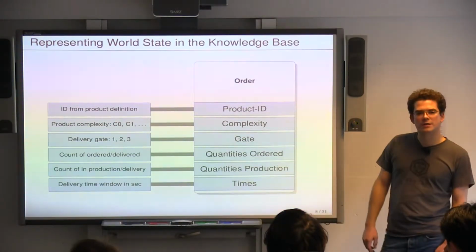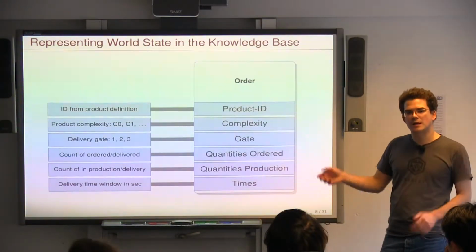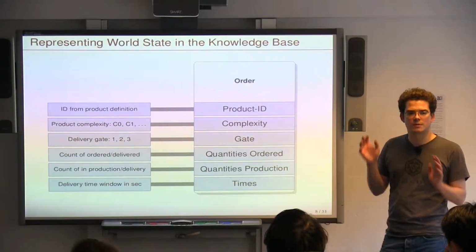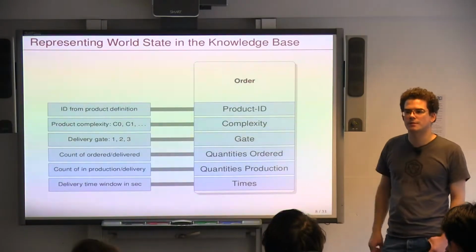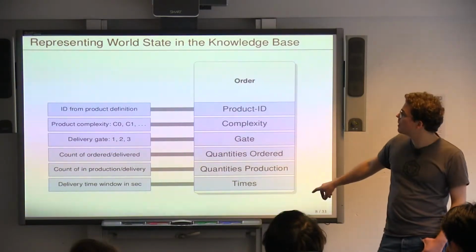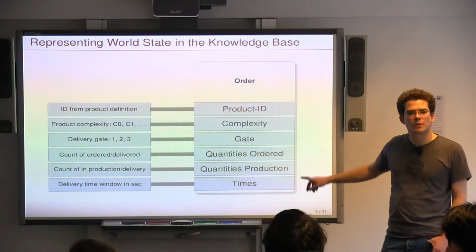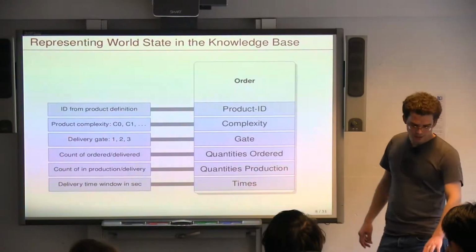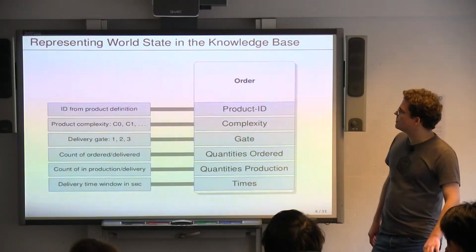So this is a delivery time window. We have a start and an end time in seconds given from the ref box when we have to deliver this product. So that's important. You have to keep in mind when producing. This is always about delivery and not about production itself.